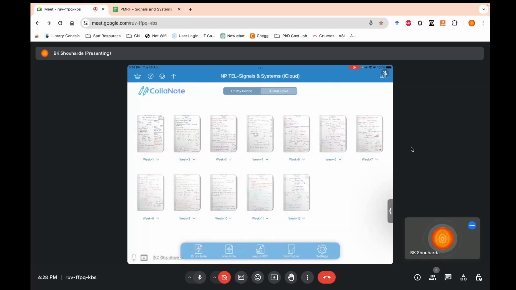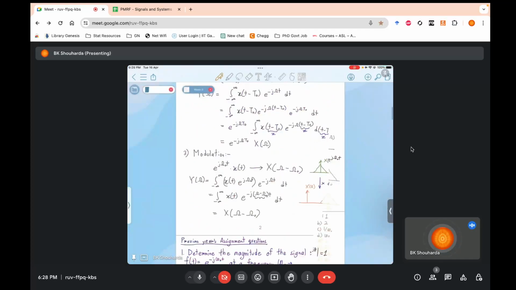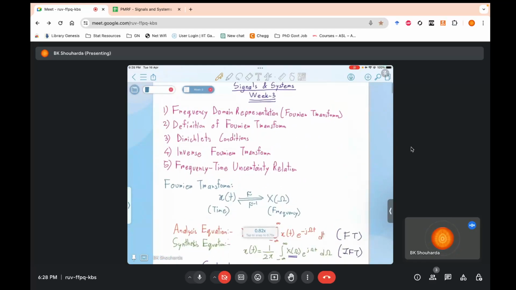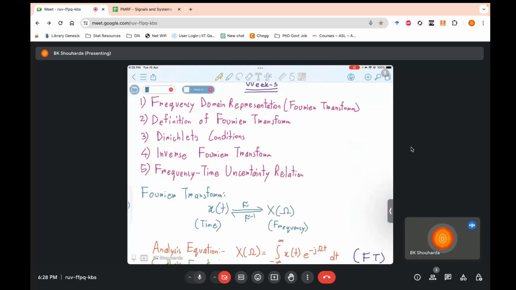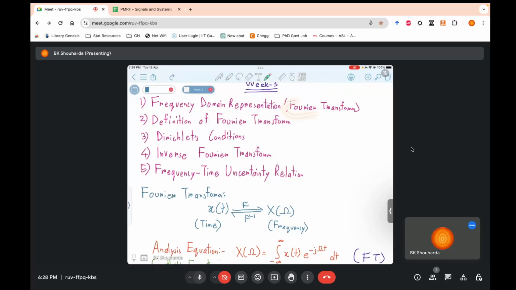That was week 2. Now let's go to week 3. We had covered a lot of things. In week 3 we studied the frequency domain representation, basically the Fourier transform. We had the definition of Fourier transform, Dirichlet conditions, inverse Fourier transform, and frequency-time uncertainty.